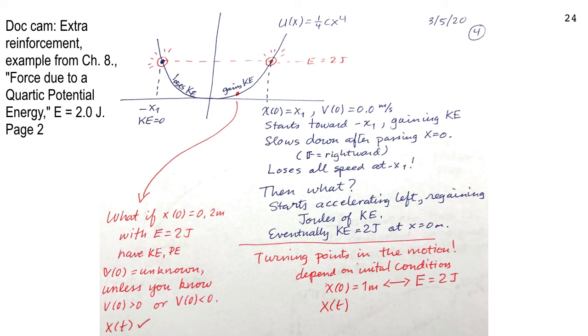All right? So by the time it loses all speed, by the time it gets to minus x1, it starts with zip here. It gains kinetic energy. And on this side, it loses KE. You know, because it's going to the left, but it's going higher and higher up on the potential energy curve. So it's getting more and more potential, therefore less and less kinetic, right? And here it's out of kinetic energy. It can't go any further to the left. But then what happens?